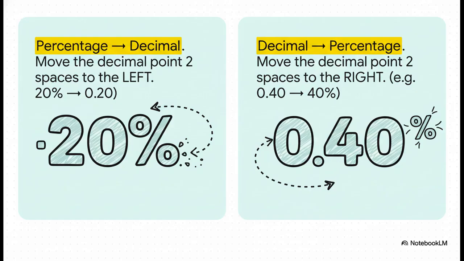To go from a percentage to a decimal, you just slide that decimal point 2 spots to the left. So 20% becomes 0.20. And to go the other way, from a decimal back to a percentage, you guessed it, move it 2 spots to the right. So 0.40 becomes 40%. Just remember, 2 spots, left to lose the percent sign, right to get it back.